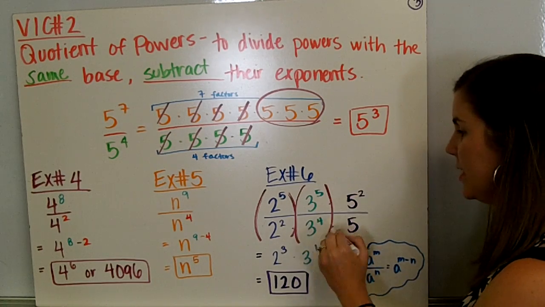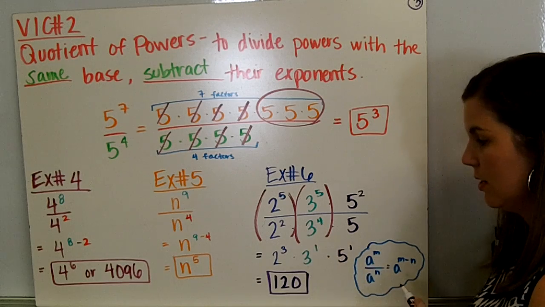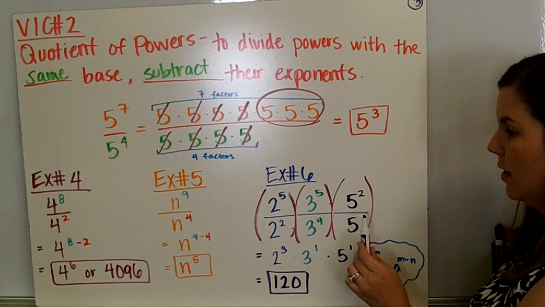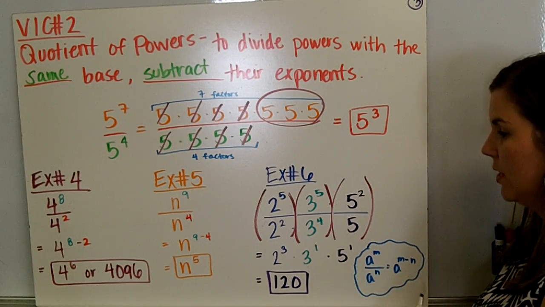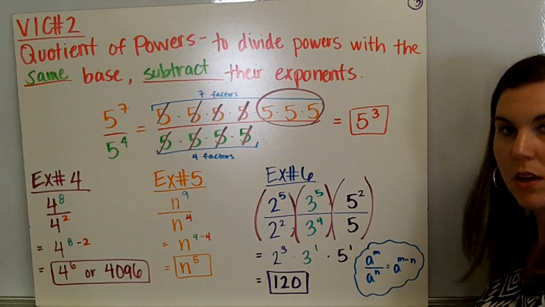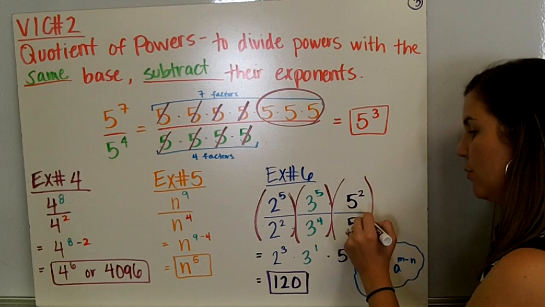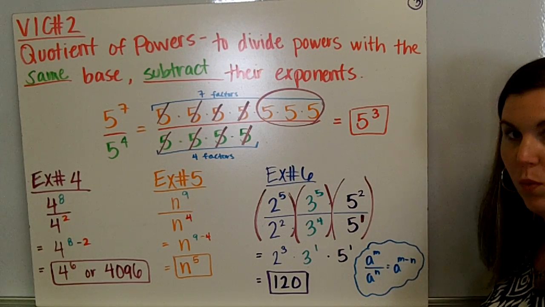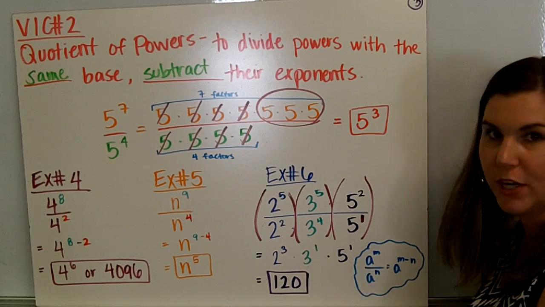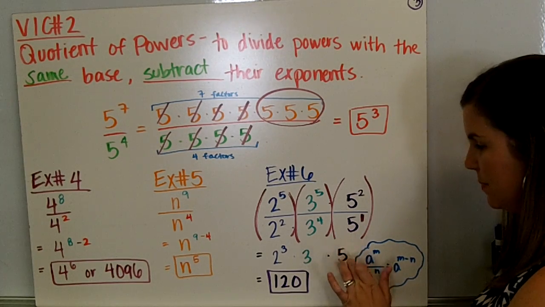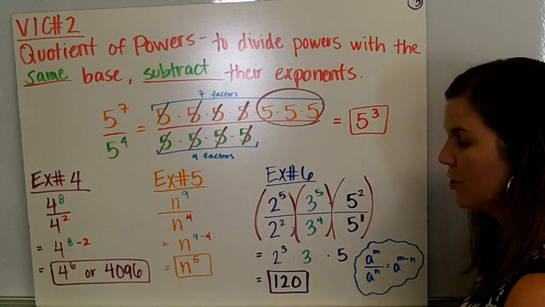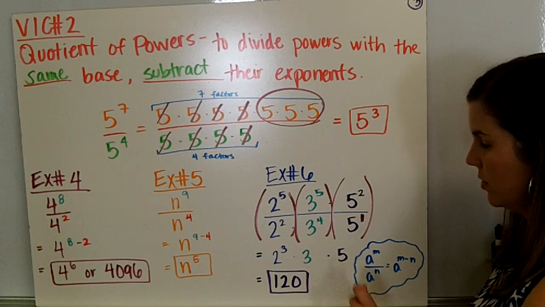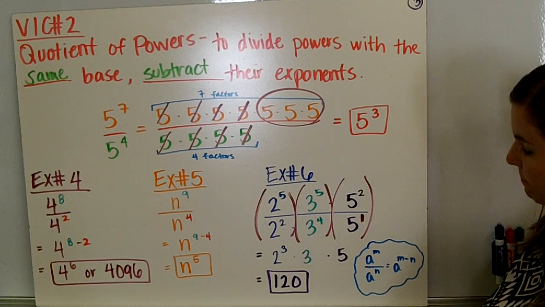These both have 3 as the base. Keep the base as 3 and subtract their exponents. 5 minus 4 is 1. The last set, 5 is the base. Keep the base as 5. Subtract their exponents. 2 minus, I don't see an exponent here, but don't forget that if you don't see it, it's a 1. So we say 2 minus 1 gives you a 1. Now, 3 to the 1st power is just 3, and 5 to the 1st power is just 5. So we have 2 to the 3rd, that's 2 times 2 times 2, which is 8. 8 times 3 is 24. 24 times 5 is 120.